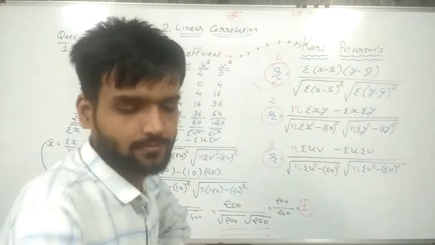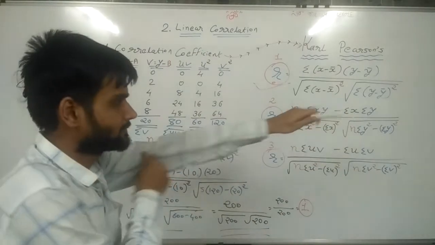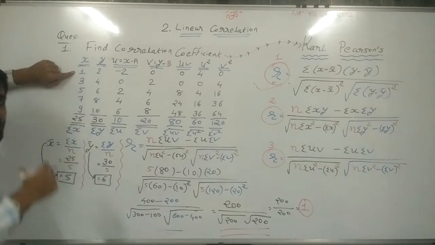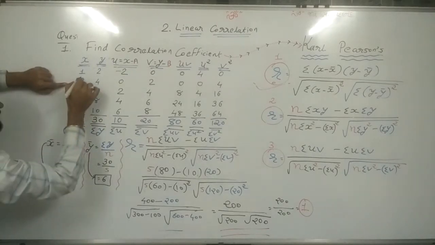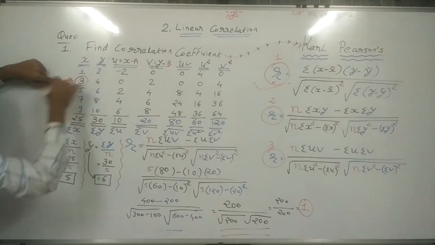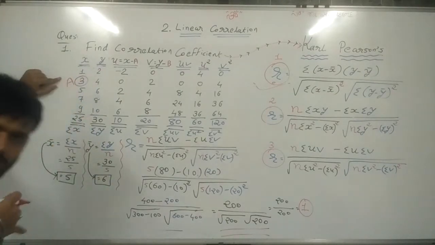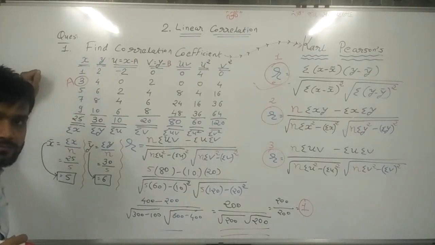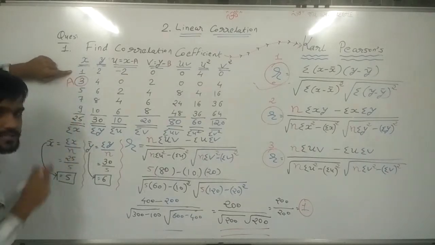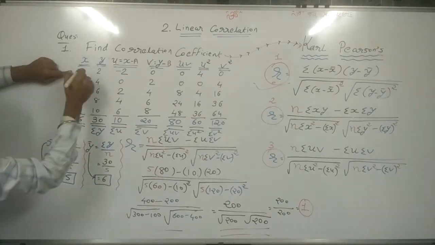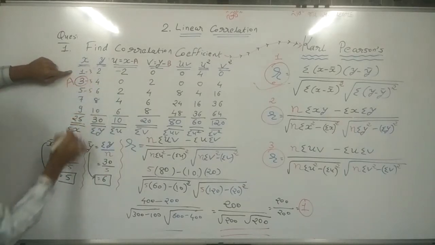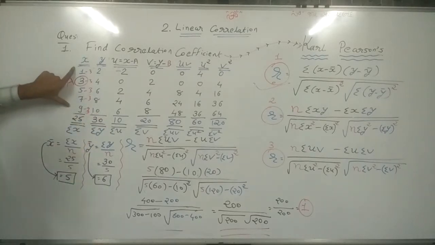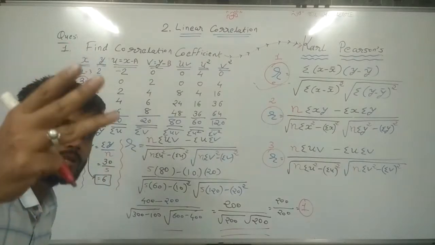So here in this, actually what Kamal sir has done, now see here. From all the values of x, I am assuming 3 as a. I am assuming a is equal to 3. And from all the values of x, I am deducting 3. So 1 minus 3, 3 minus 3, 5 minus 3, 7 minus 3, 9 minus 3.